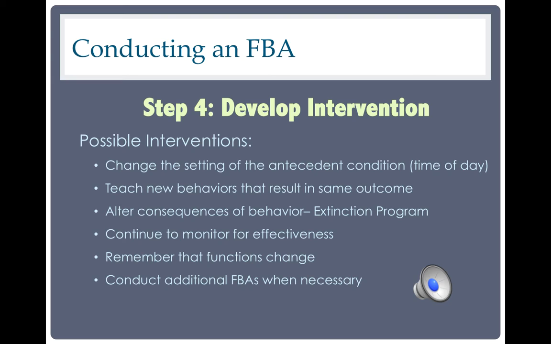Now we will discuss some possible interventions. You may be able to change the setting of the antecedent condition to decrease probability of the problem behavior. For example, if a student has tantrums when asked to wash their hands before lunch, the behavior may be avoided if she is instead prompted to wash her hands before recess. You may be able to teach new replacement behaviors that result in the same outcome, such as teaching a student to request a break appropriately rather than running out of a classroom. You may decide to alter consequences of the behavior so that reinforcement is no longer provided.